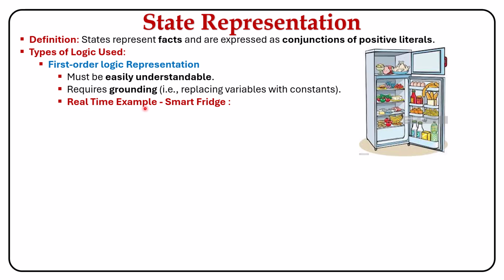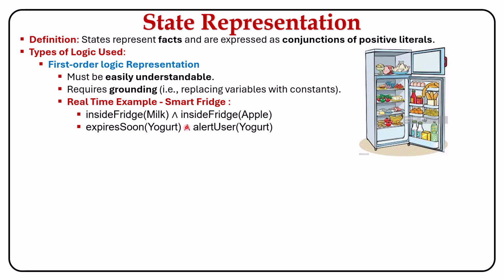Let's consider the real-time example, that is a smart fridge which identifies the items which is available inside the fridge. So let's consider the first statement, that is inside fridge of milk and inside fridge of apple. So this first order logic represents that milk and apple are currently inside the fridge. The next statement is expire soon of yogurt and alert user of yogurt. So this first order logic represents that the yogurt is about to expire. So the fridge is alerting the user to use the yogurt before it gets expired.